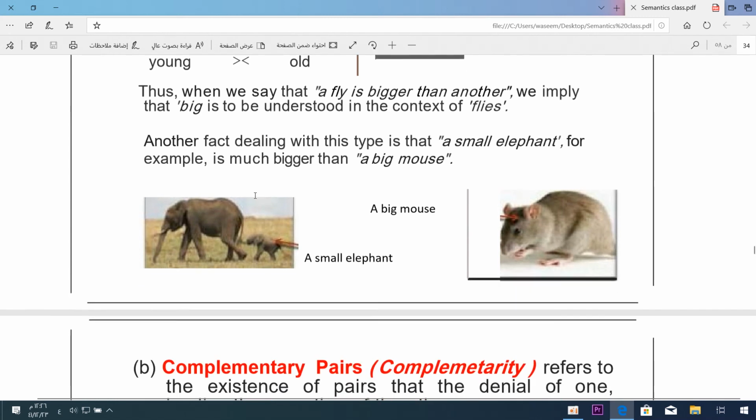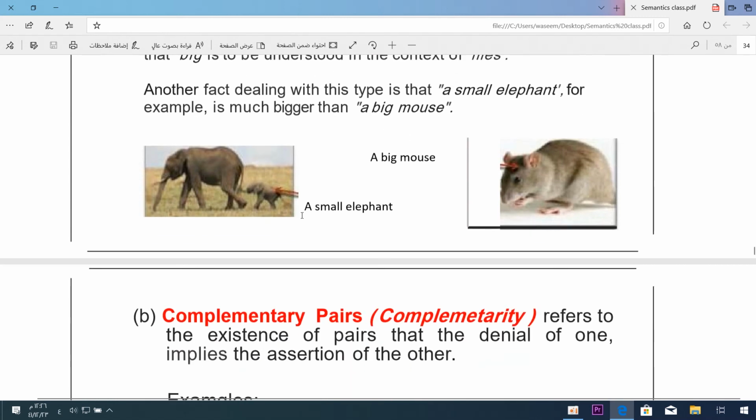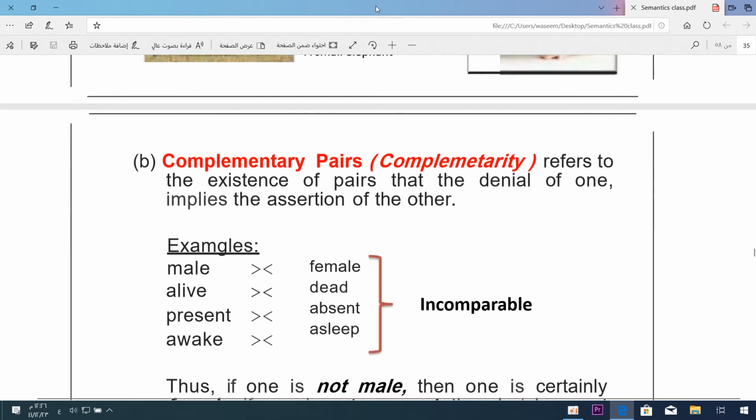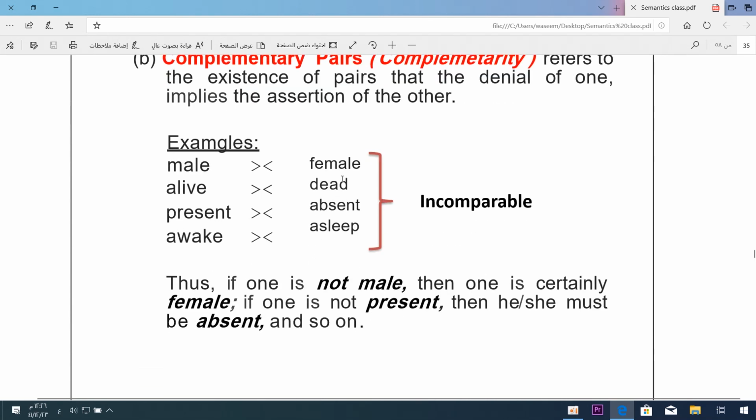And now we have complementary pairs. Complementary refers to pairs where the denial of one implies the assertion of the other, male and female. If you say that this creature is not male, it must be female, and vice versa. If you say that animal is not alive, it must be dead. If I say that animal is not dead, it must be alive. So the negation of the first one implies the affirmative of the second one. If Jack is not present, he is absent, and so on.